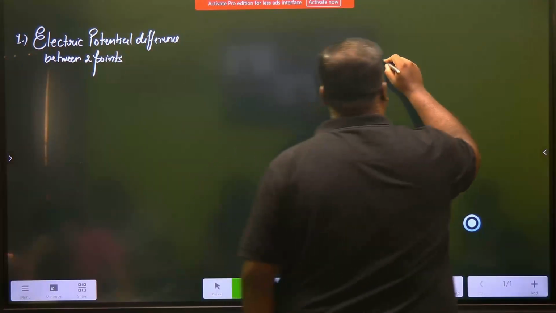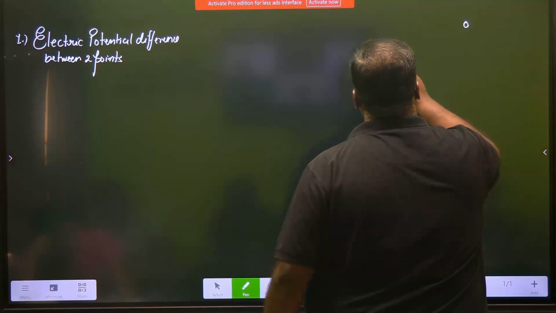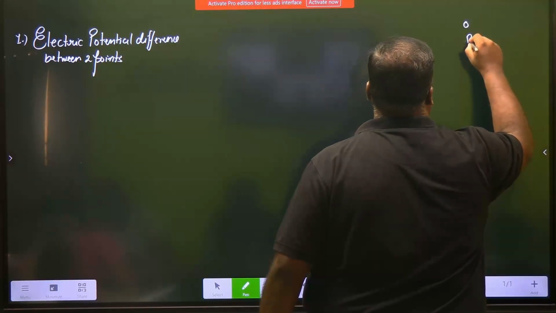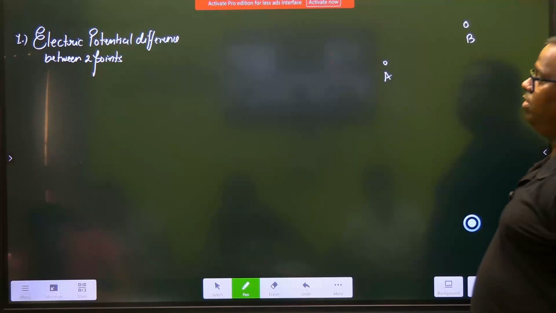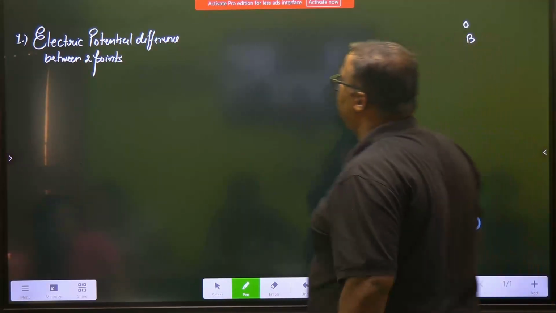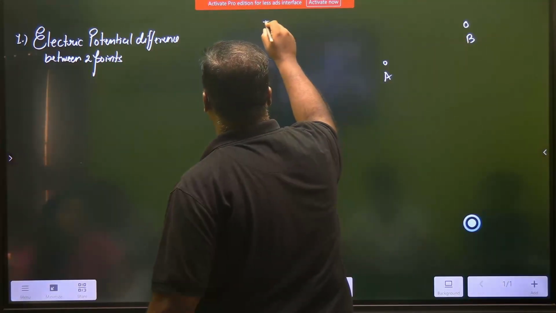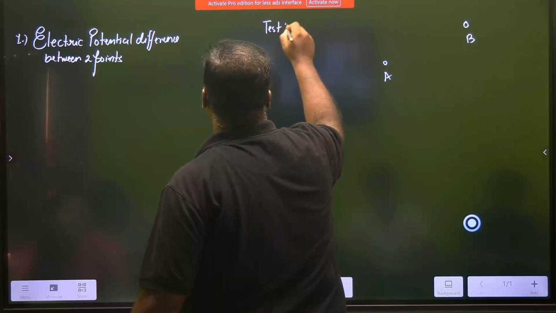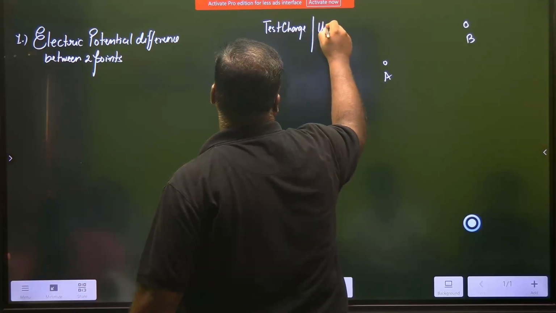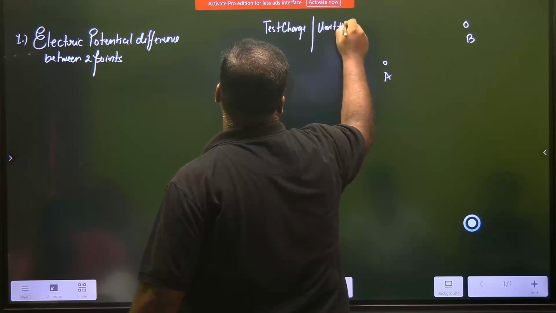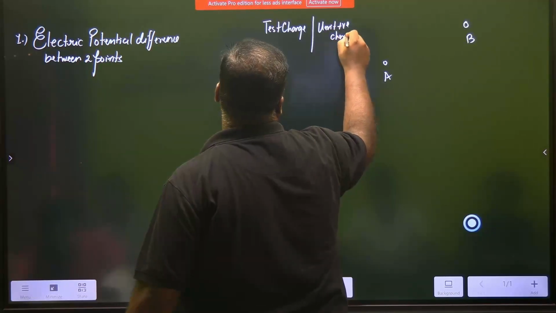So let's say there are 2 points, a point A and a point B. What did we understand? You have to do some work. Whenever you come to electrical potential difference, I hope you also know the difference between what is known as a test charge and what is known as a unit positive charge. There's a difference between the two concepts.